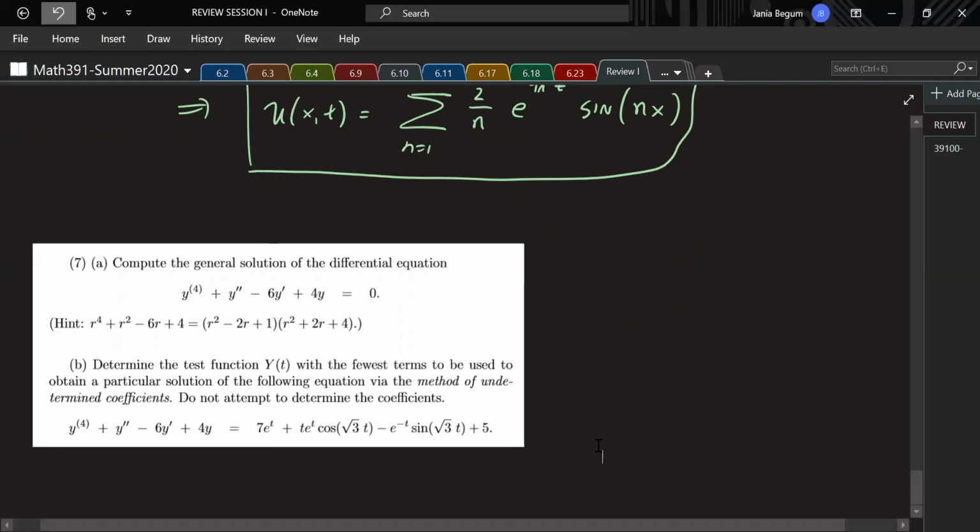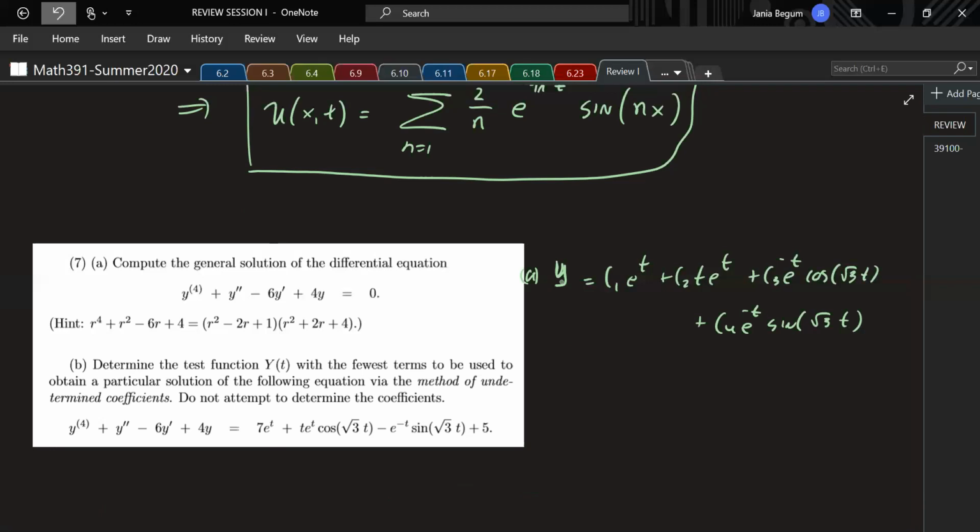I got C1 e to the t plus C2 t e to the t plus C3 e to the t cosine of radical 3 times t plus C4 e to the negative t sine of radical 3 times t. Okay, so that was part A. It's e to the negative t for C3 and C4. This is the solution to part A, the solution to the homogeneous part.